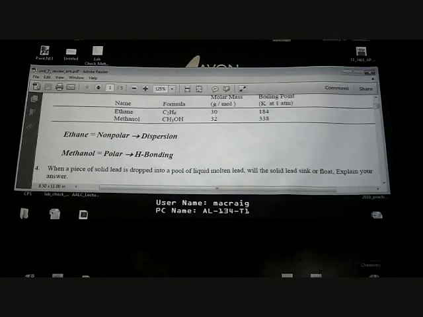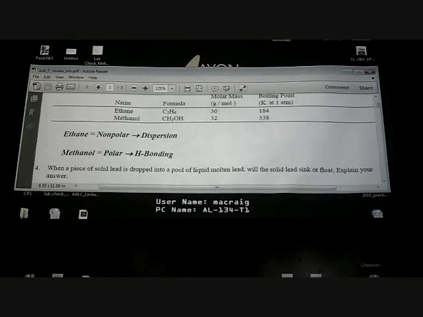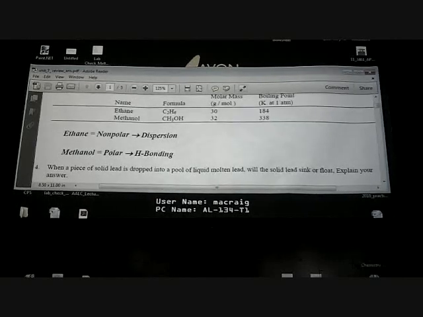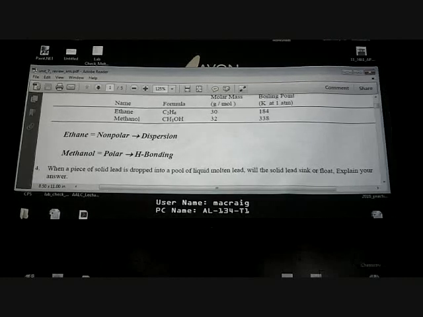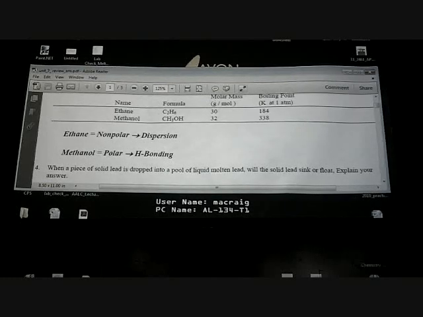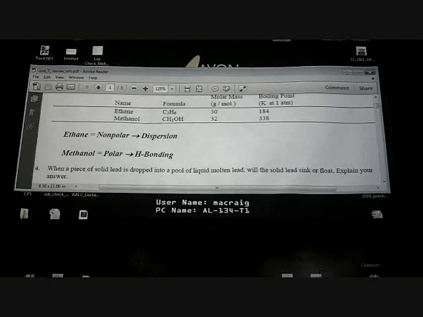All right, number 4. I like this. When a piece of solid lead is dropped into a pool of liquid molten lead, a little redundant there, will the solid lead sink or float? And explain your answer. I hear a float. I hear a sink. I don't know. Okay, hold on. We're kind of in the right path here. Now think about it. When something is a solid, is it more dense or less dense than a liquid form?